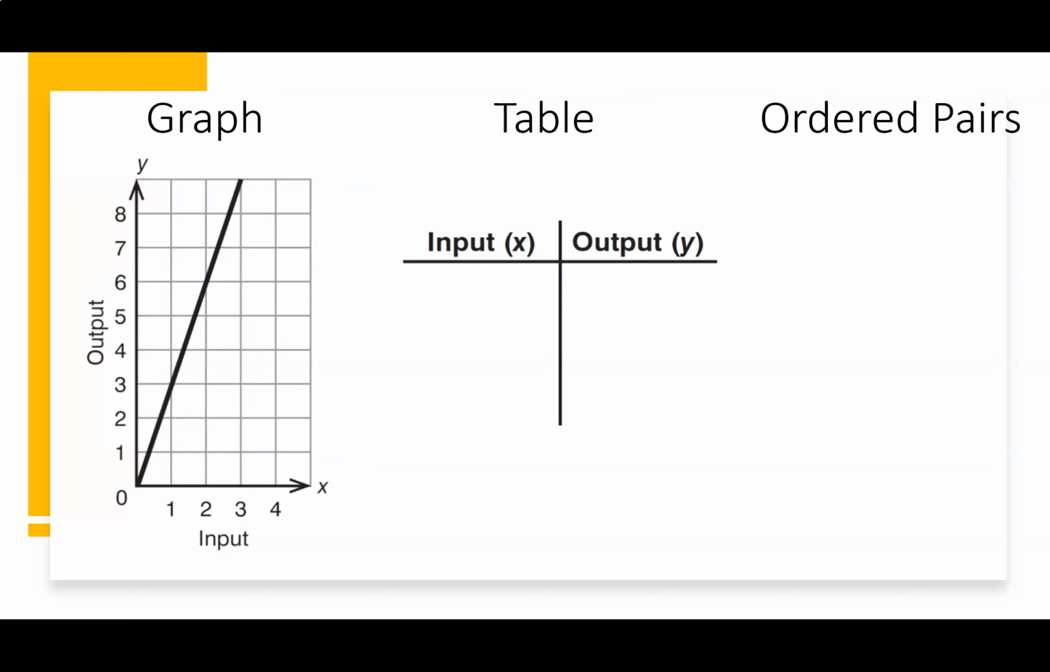Let's review three ways we can represent data. The first way is in a graph. We can also represent this same data in a table of values. We can list the input or the x value and the output or the y value. Let's start with x equals 1. When x equals 1, y equals 3. So let's put a 1 in our x column and a 3 in the y. When x equals 2, y equals 6. When x equals 3, y equals 9.